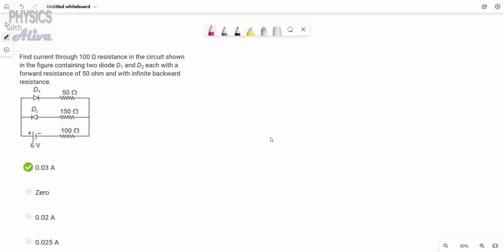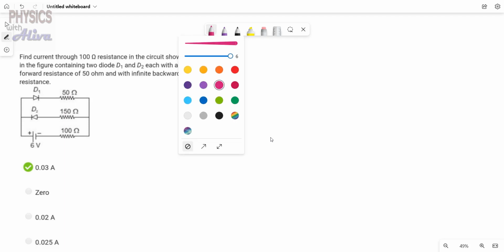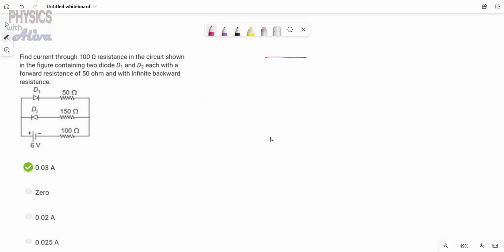At first, we should understand what is forward bias, what is reverse bias, and what it means by forward resistance and backward resistance. So, if this is a diode, we know this is the P end and this is the N end. This is the positive end, this is the negative end.